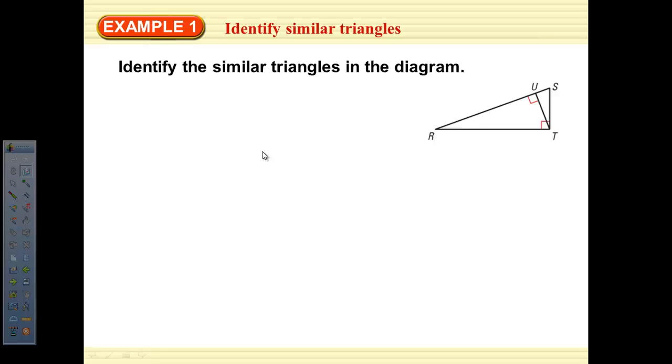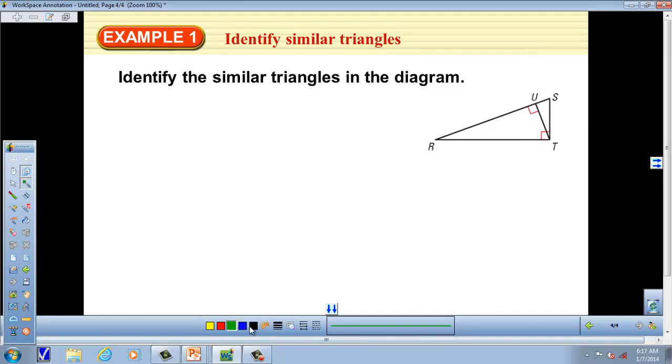Hi everyone, we're now looking at section 3. In here we're identifying similar triangles in the diagram. If we look at this picture in particular, hopefully you can notice that there are 3 different triangles here.